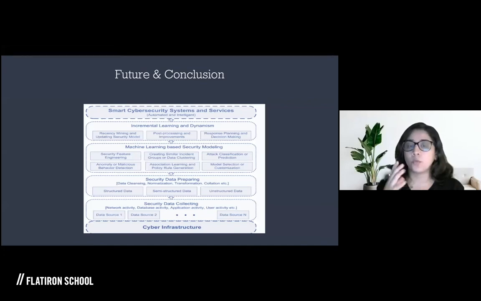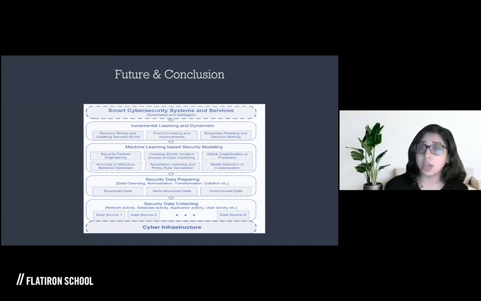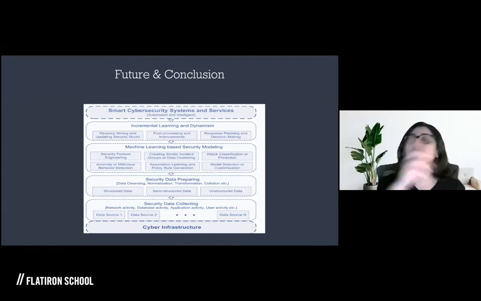And finally, whatever results these models are providing, you are either using them to improve further or using them in your decision making. So of course, you are updating your existing security model, you are using the results in decision making, and you are improving your existing security operations.